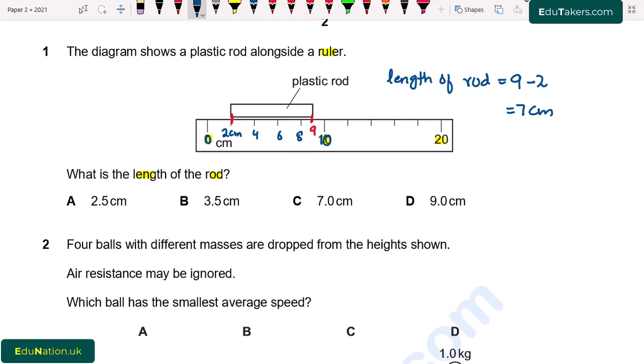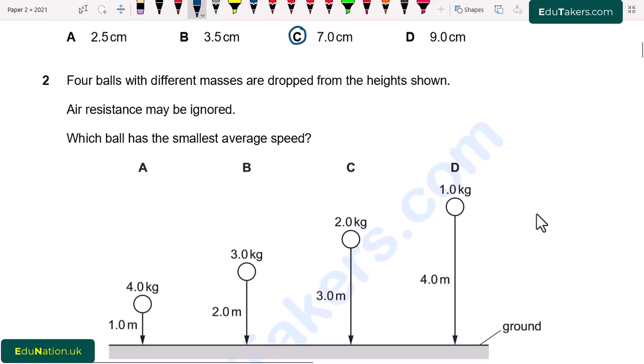So the length of this rod is equal to 7 centimeter. Here is option A 2.5 centimeter, B 3.5 centimeter, C 7.0 centimeter. So C option is correct here. Question number 2.